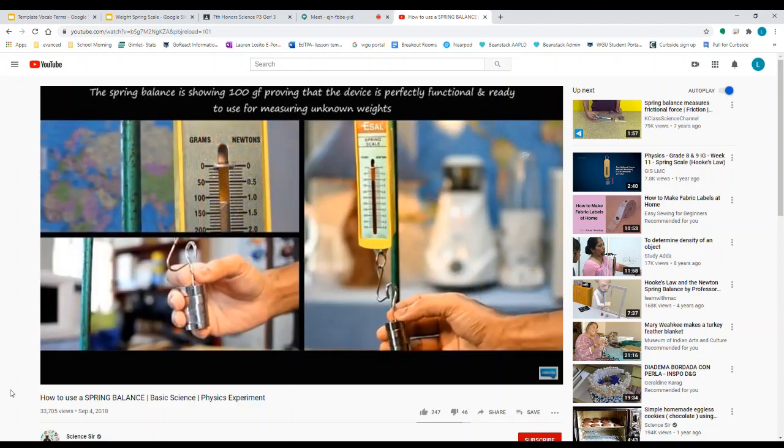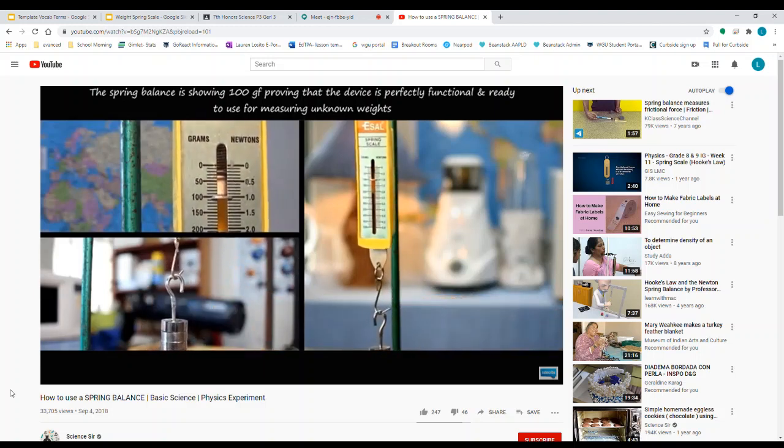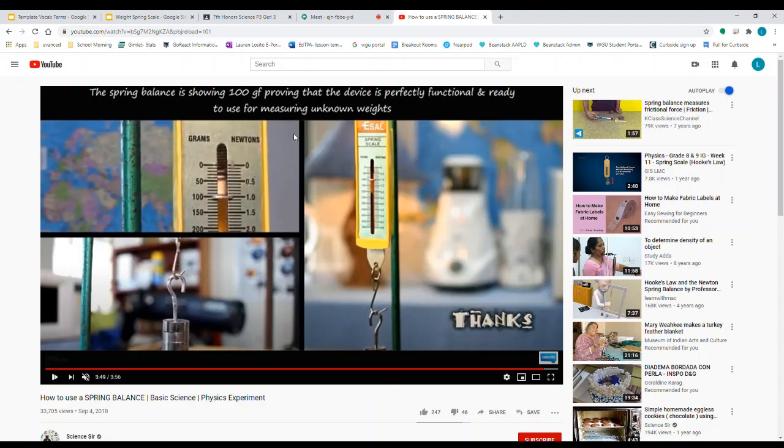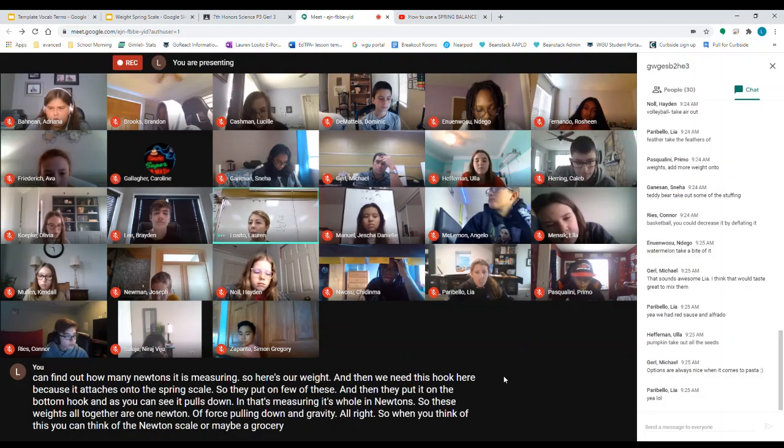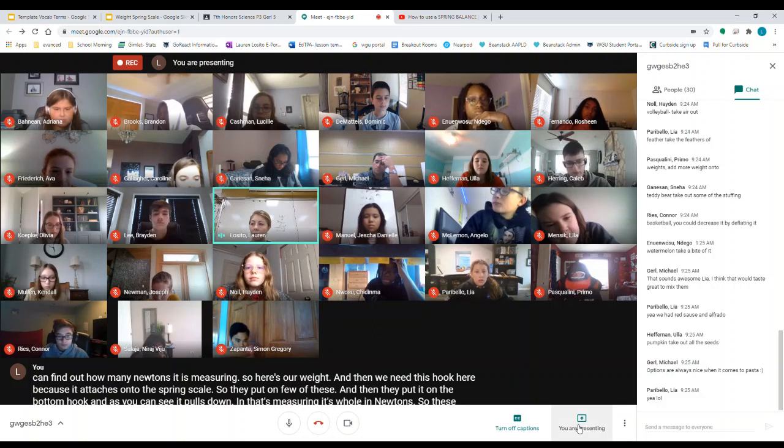And then they put it on the bottom hook. And as you can see, it pulls down. And that's measuring its pull in newtons. So these weights all together are 1 newton of force pulling down against gravity. All right. So when you think of this, you can think of the Newton scale or maybe a grocery scale pulling down. But gravity is going to be very important to your definition here.